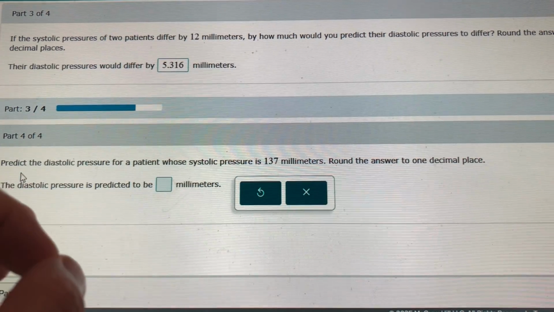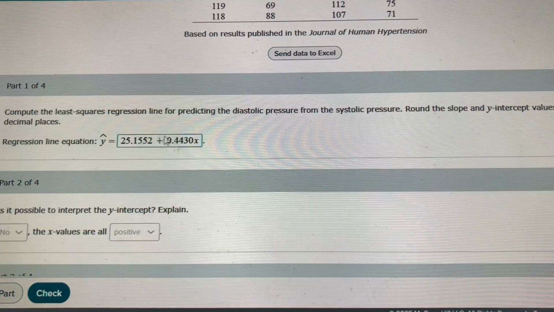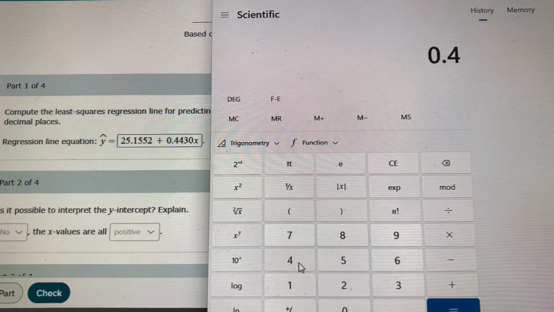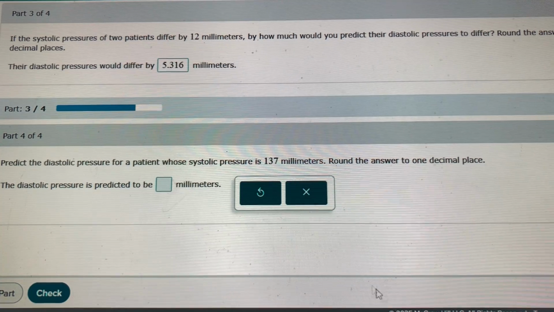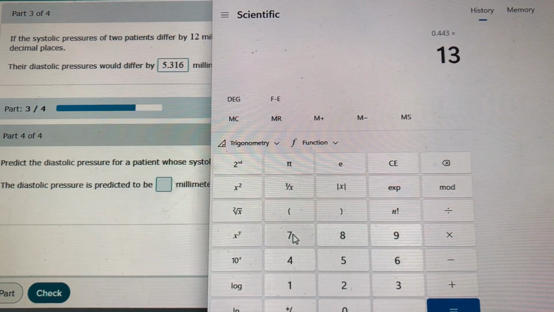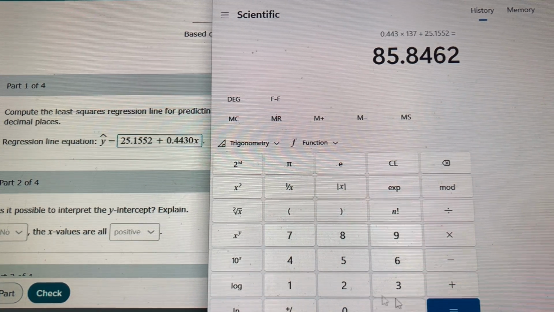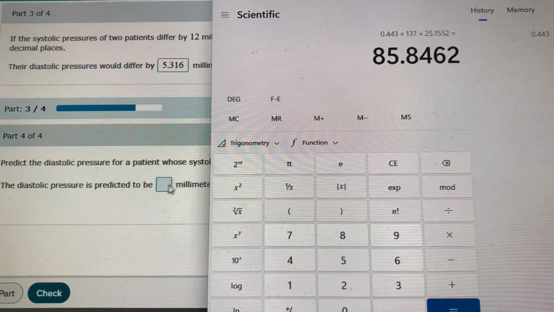Predict. Now, when you're making a prediction, you use the whole equation. So predict the diastolic pressure when they have 137 for their systolic. So now you go to this equation and put the 137 right there: 0.4430 times 137 plus 25.1552, and round to 1 decimal place, so 85.8.